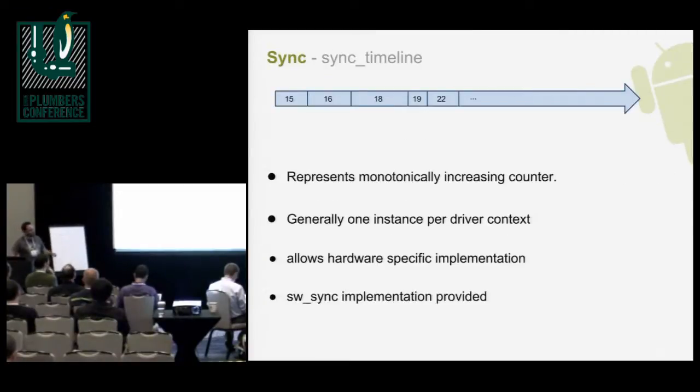So digging in a bit more into the meat, there's actually no code in these slides, but the building blocks we're building on is the sync timeline, and it can just be thought of as a line with values monotonically increasing in time. Generally, you have one per driver context, so we've seen every GL context ends up getting assigned a timeline. This is where your driver-specific operations live, the thing with an ops structure and all your function callbacks. And I've provided a CPU-based one that's just based on wait queues and general kernel synchronization primitives.